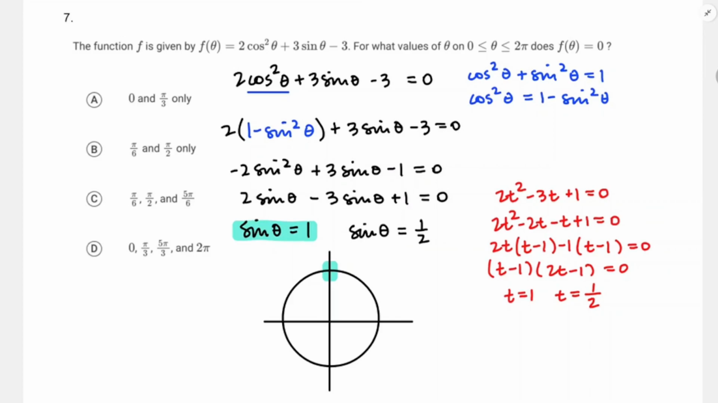And I'll switch up my color real quick and say, all right, sine of theta equals a half. That would be around there. So kind of big for the highlighter, but it'd be right here and there. So the first stops would be pi over 6 and 5 pi over 6, so I'm going to be choosing answer choice C.